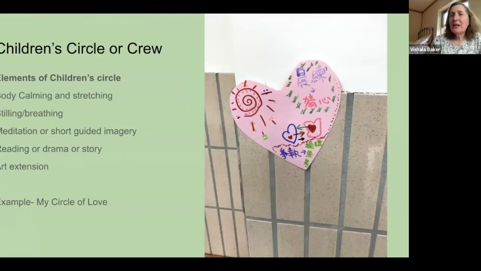So I'm going to talk a little bit more about what this children's circle or crew might look like. And a lot of you might already do this already. So every morning the kids would either stand, the older kids stood, or the younger kids, because they didn't like to sit on the floor, or younger kids sit in a circle.